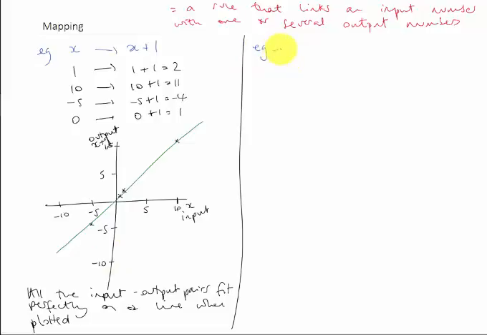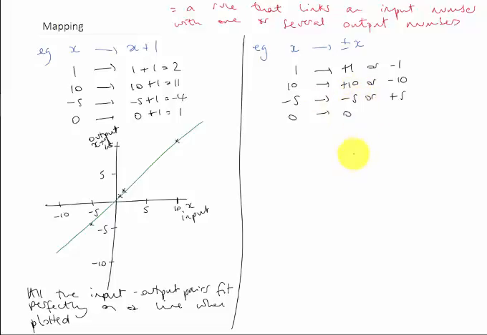So now let's say, how about if we go from x to plus or minus x? So there, if we've got 1, let's put the 1 there, that goes to plus 1 or minus 1, so plus or minus x. 10 goes to plus 10 or minus 10. Minus 5, that goes to minus 5 or plus 5. And 0, that just goes to 0. We don't have two options for that because you can't have plus or minus 0.